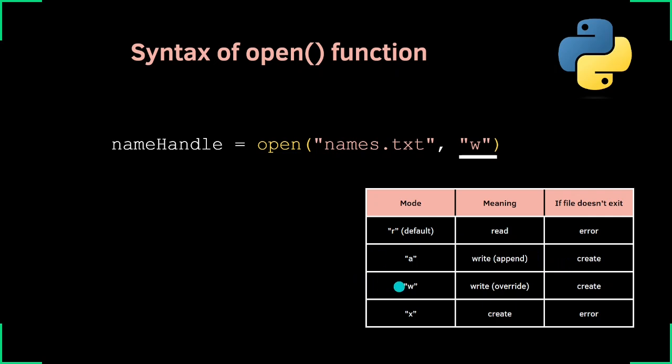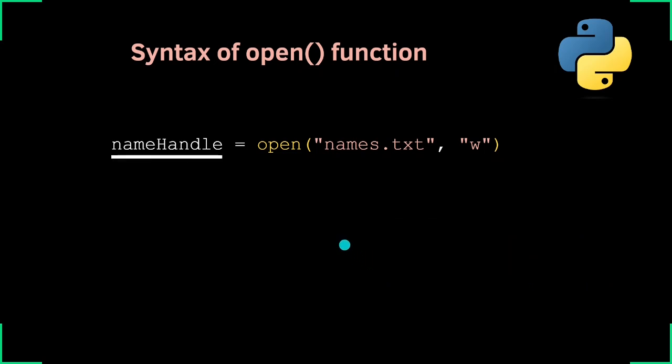The third option is W, as you see here. It is also for write mode. If the file doesn't exist already, it will create one. If the file already exists, it will override all the contents that are in there. And here I have bound that file handle to a variable named name handle, so it's easy to refer back to using this reference variable. The name handle is the handle that gets into that file. That name handle then allows me to use the file or get access to the file.